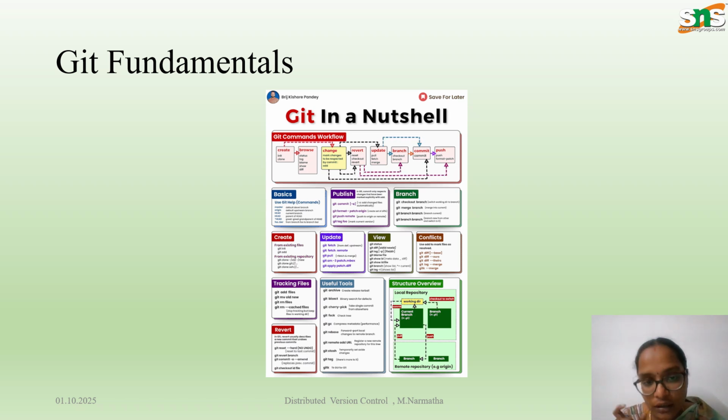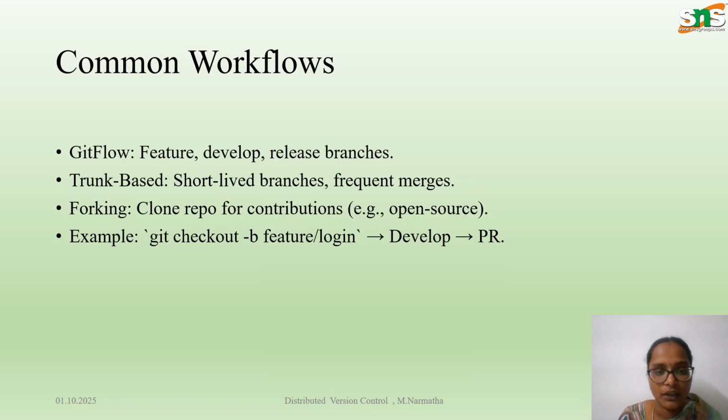Git in a nutshell: the basic code, how we are creating, how we are publishing, what a branch is, views, and conflicts will be explained in this picture. You create, then browse, then change something, and then create a report. Likewise, you will do different operations on your Git.